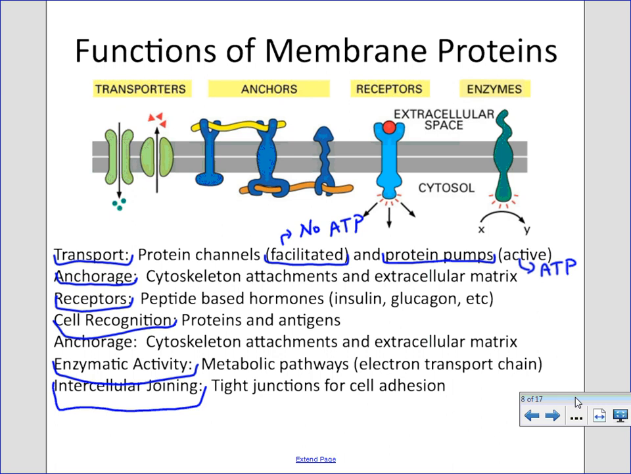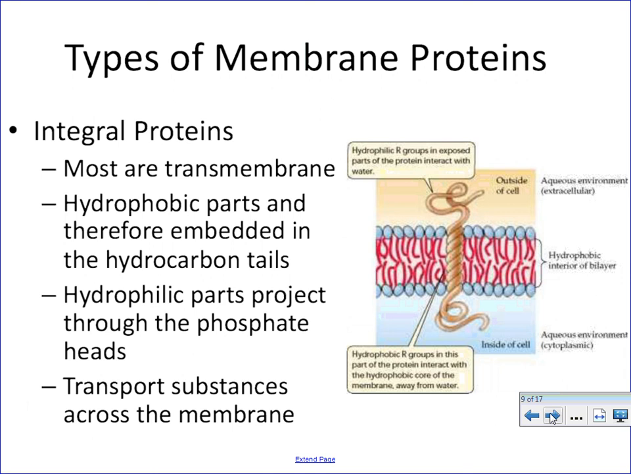They can also join cells together. If you need cells that are tightly joined, you can have what are called tight junction proteins, which will adhere these cells together. Membrane proteins can be largely classified into two types: integral proteins and peripheral proteins.